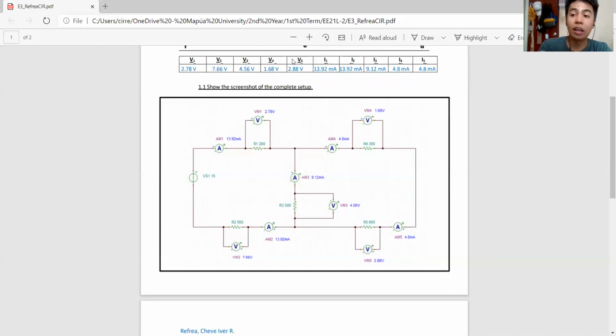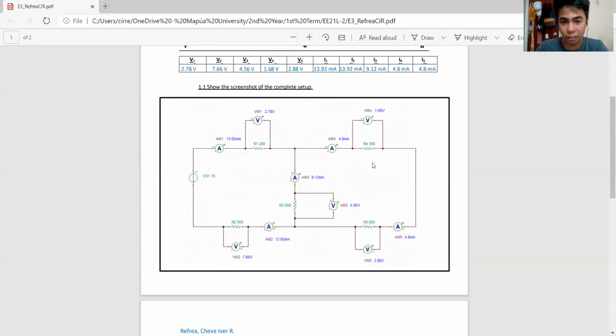And for the current, the first one is 13.92 milliamperes. The second one is also 13.92 milliamperes. The third one is 9.12 milliamperes, and the fourth and fifth ones are 4.8 milliamperes respectively.